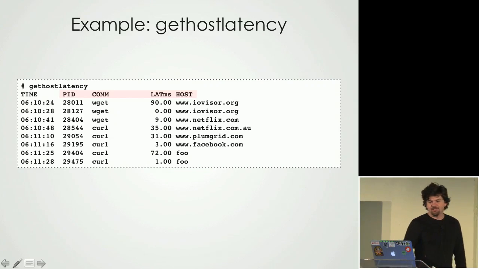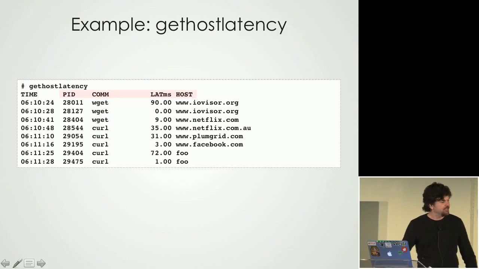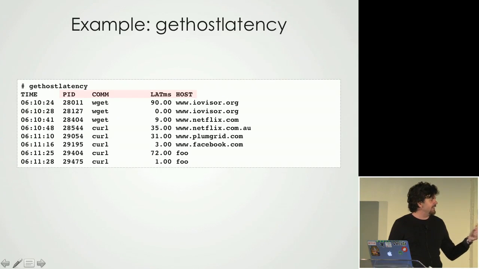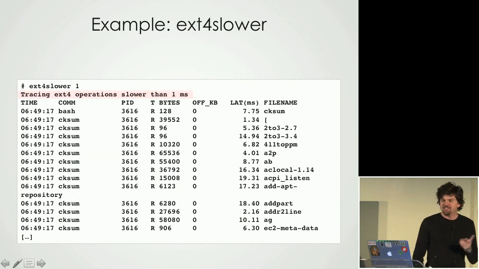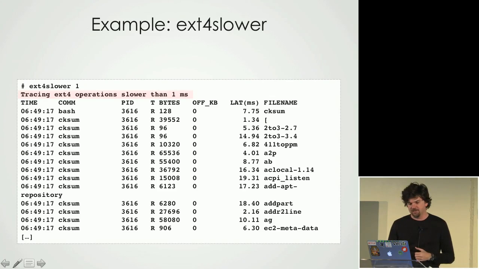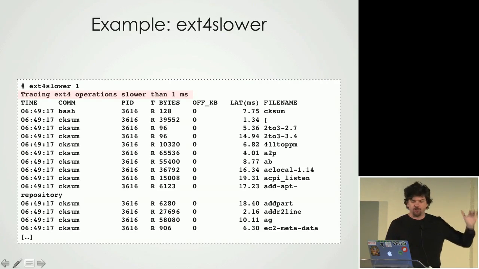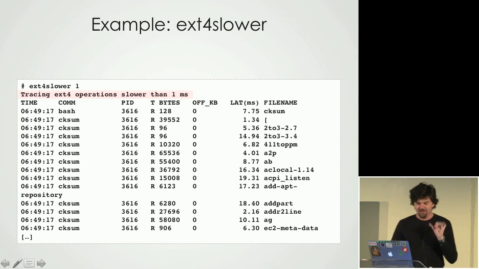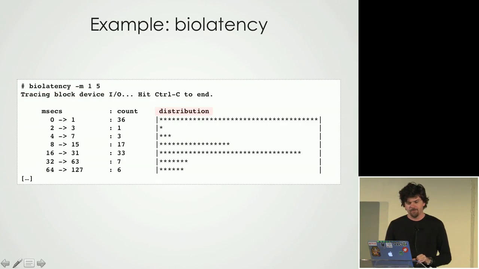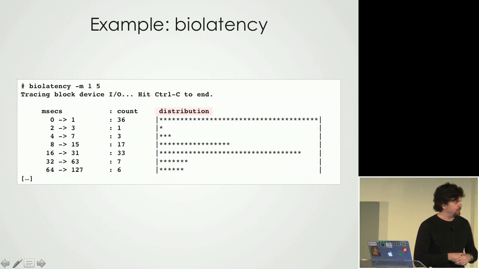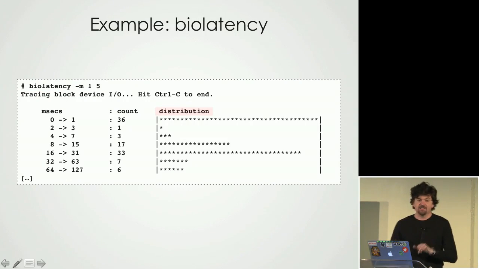So some examples here, but I've already had some example screenshots. So tools I like, get host latency, it's sparse, it just does what it needs to do. ext4 slower is similar to my file slower, where I give it a threshold, output fits within 80 characters, and it's a nice single-purpose tool. And biolatency is an example of doing histograms, another nice, concise tool.